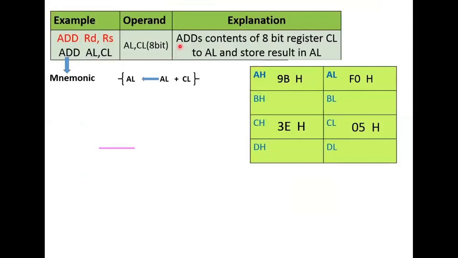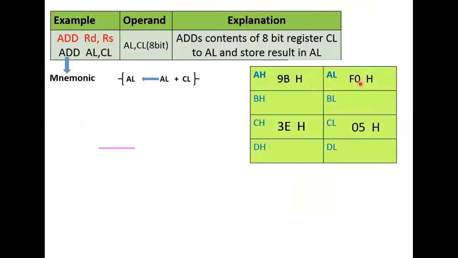Now what this particular instruction performs: it is going to perform 8 bit addition, which means it is going to add the contents of CL to AL and store the result in AL. First it will add AL and CL contents, 8 bit content, then the final result will be stored in AL. Already I told this is the destination operand and this is the source operand, and the source operand will add with the destination, then the final result will be stored in the destination only.